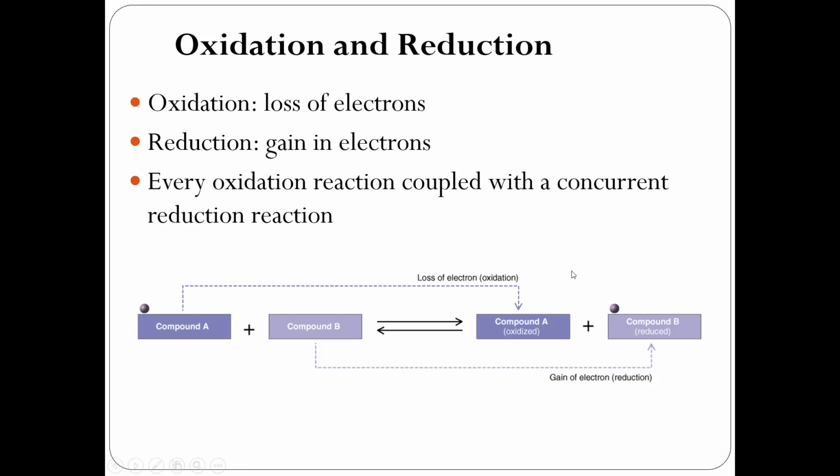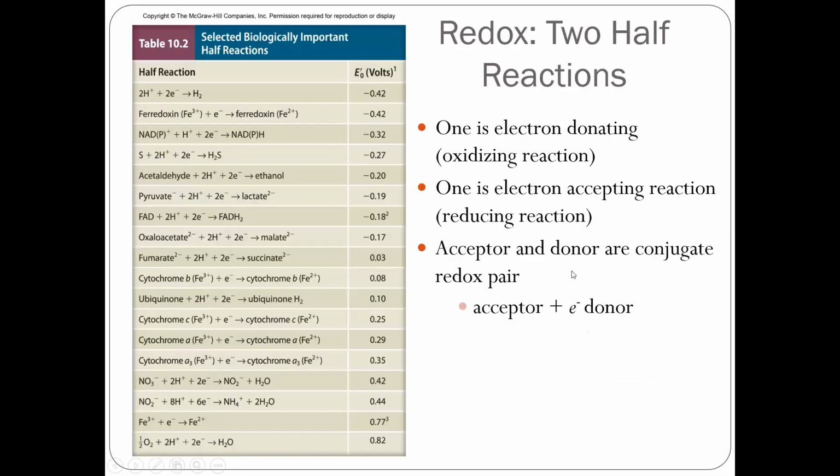Okay, so these are the chemistry you should know. Now, how do you know one chemical is a good electron donor and another chemical is a good electron acceptor? How do we know that? It's very easy. We do a two-half reaction, which means we tested their voltage.